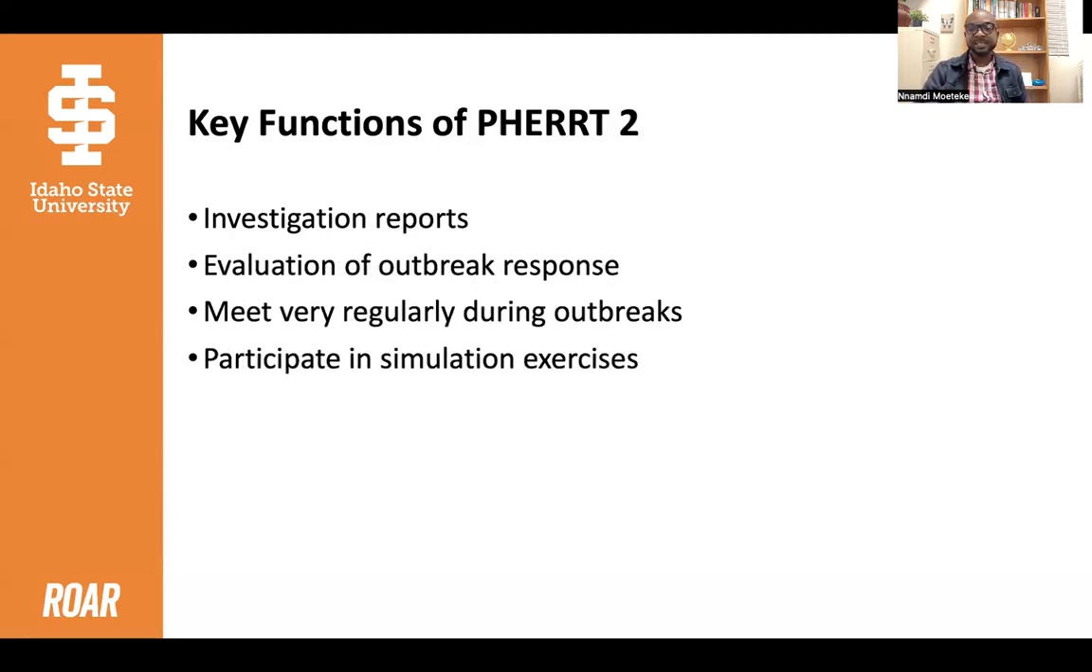The Public Health Emergency Rapid Response Team also prepares detailed investigation reports to share with the Public Health Emergency Committee and Management Committee. It also contributes to preparedness assessments and the final evaluation of any outbreak response. And it meets very regularly. It should meet very regularly during outbreaks and quarterly when there is no outbreak, as well as also participate in simulation exercises.